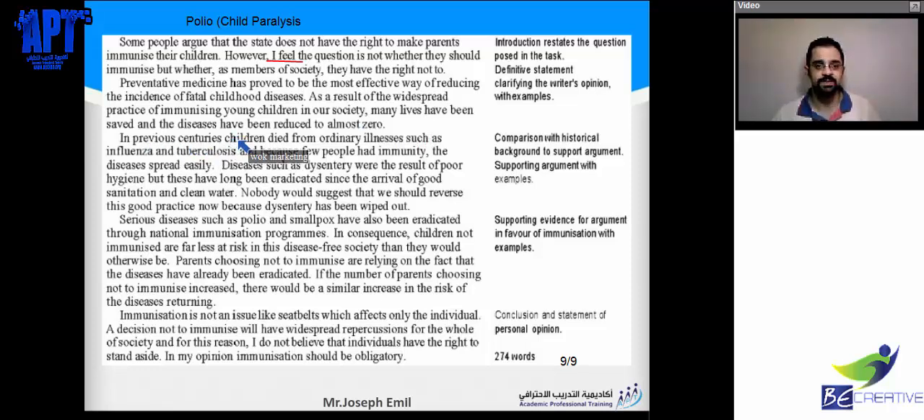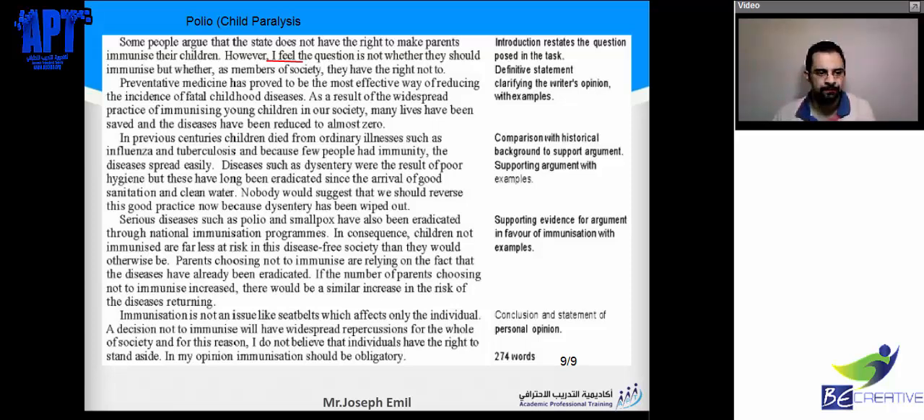In previous centuries, children died from ordinary illnesses such as influenza and tuberculosis. Influenza, you know it, and tuberculosis in Arabic is as-sul. And because few people had immunity, the diseases spread easily. Diseases such as dysentery were the result of poor hygiene. These have long been eradicated since the arrival of good sanitation.